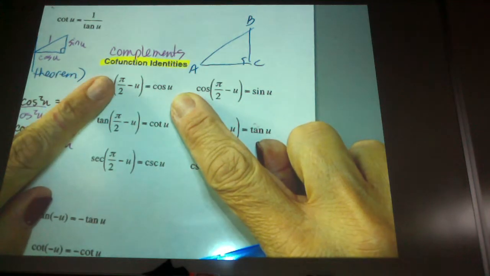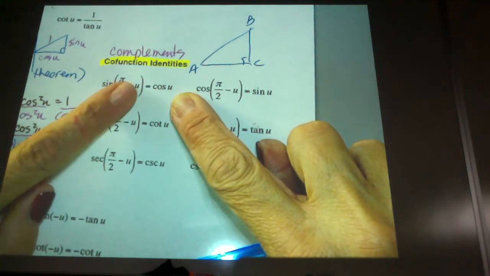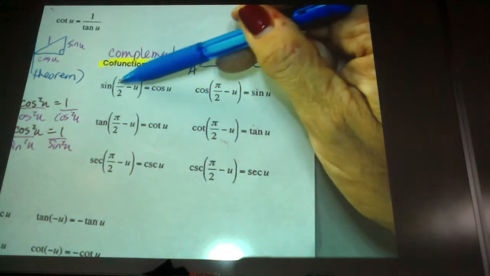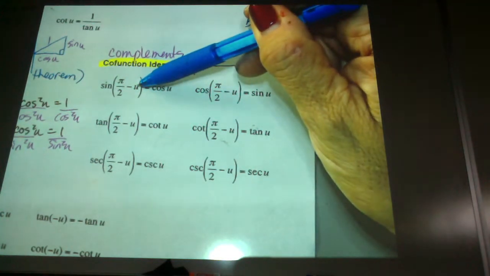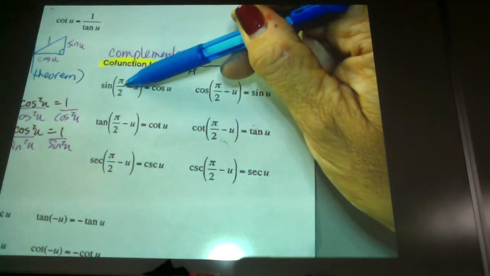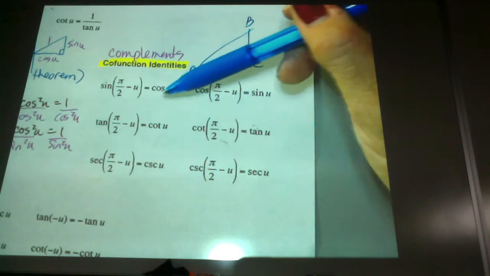Sine of pi over 2 minus u. U is an angle measure. You have to get used to them changing out angle measures. Instead of theta, now we're using u. They can use any Greek letter or any alphabet letter to represent an angle measure, and you're going to see them switching it out a lot in this chapter. So this just means the sine of pi over 2 minus some angle measure. And what's pi over 2? 90 degrees. That is equal to the cosine of that angle measure.